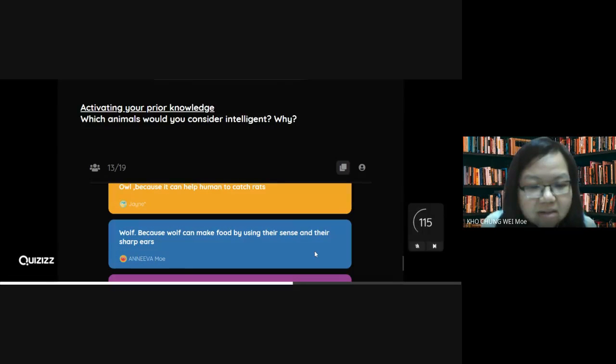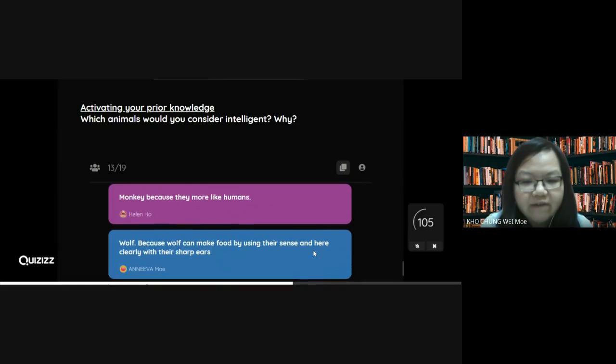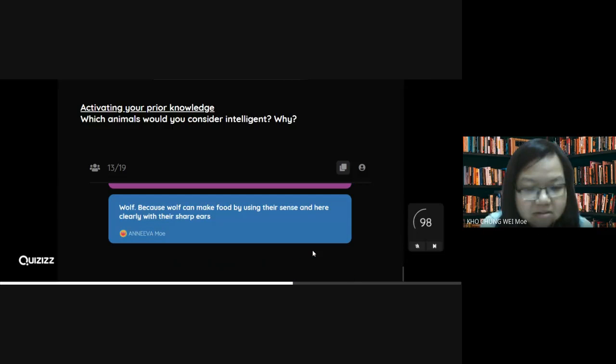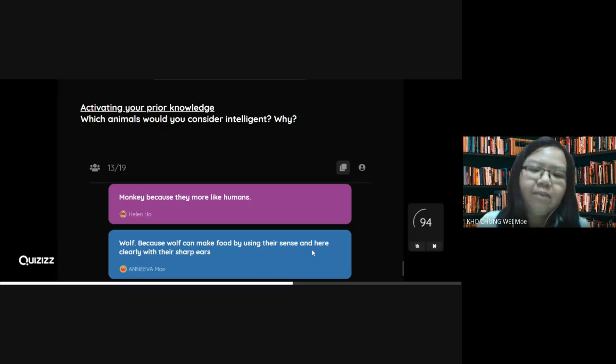All right, owl, because it can help humans to catch rats. That's right, Jane. In some countries, they actually use owls as the natural predator for rats, especially in the paddy fields. Monkey, because they are more like humans. Okay, that's right. Some people actually believe that monkeys and humans share the same ancestors.